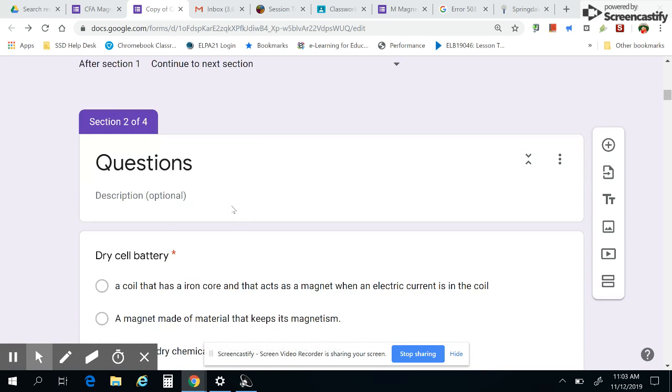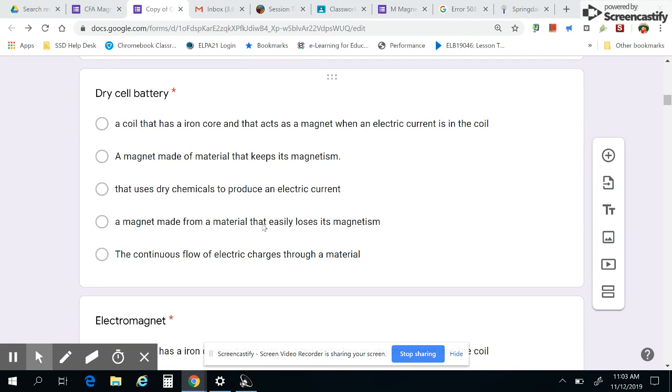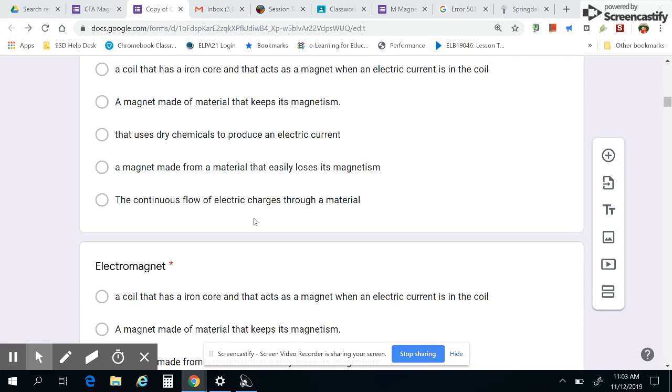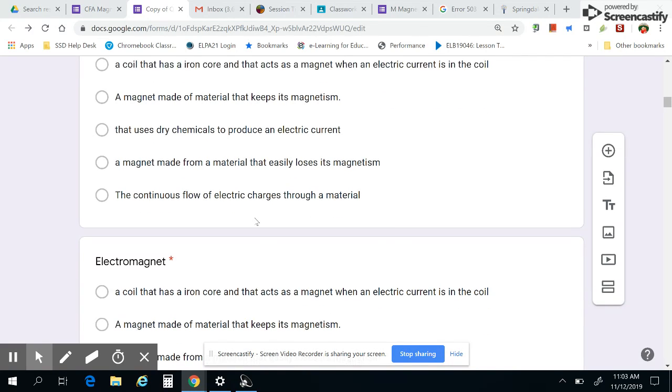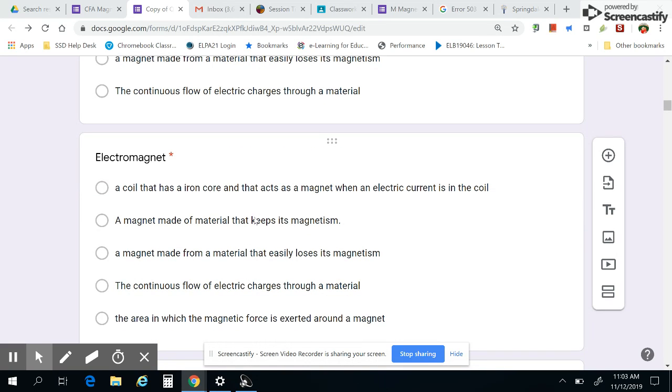Test over magnetism. Dry cell battery. A coil that has an iron core and acts as a magnet when an electric current is in the coil. A magnet made of material that keeps its magnetism. That uses dry cell chemicals to produce an electric current. A magnet made from a material that easily loses its magnetism. The continuous flow of electric charge through a material.